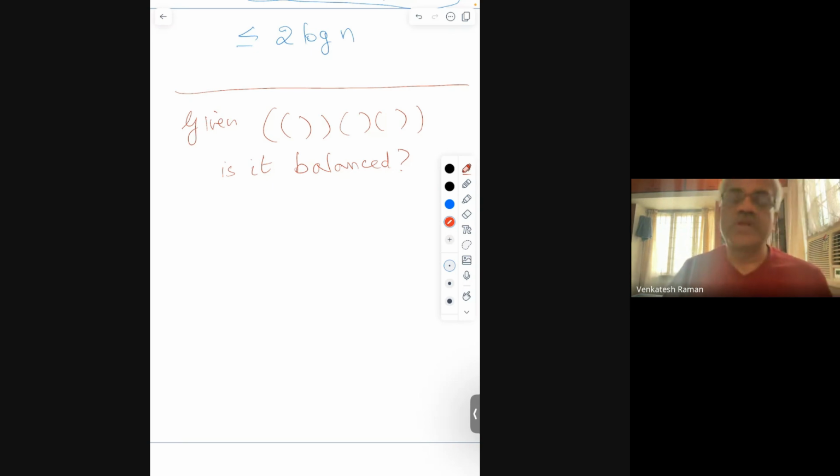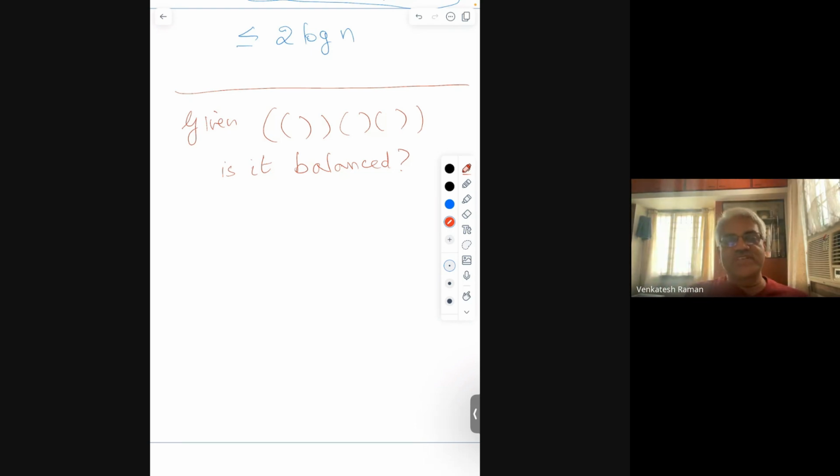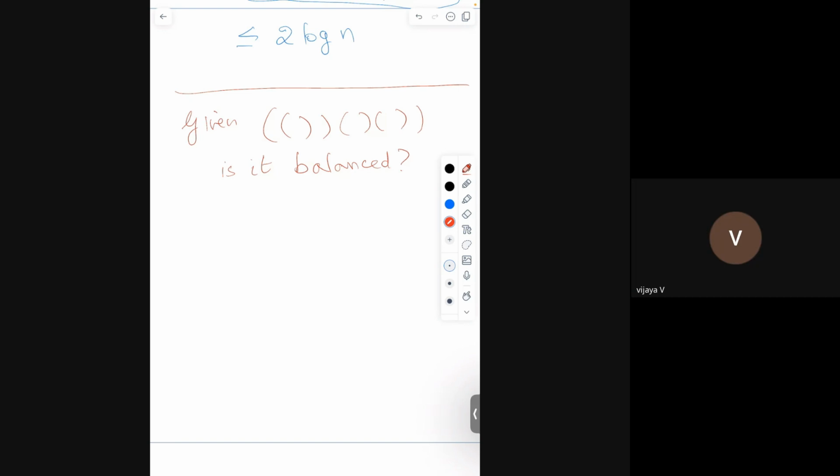So give me an example where the number of opens and closed are same. Actually, it was there in the question itself. I have given it. Give me an example with just length 4. Give me open. Closed. Open, closed. Sorry, open. Closed. Open, closed. Okay.